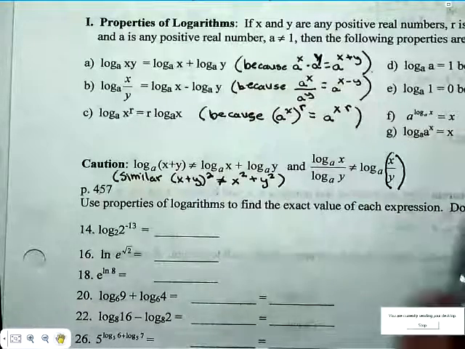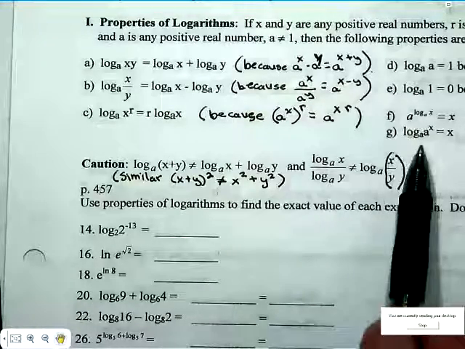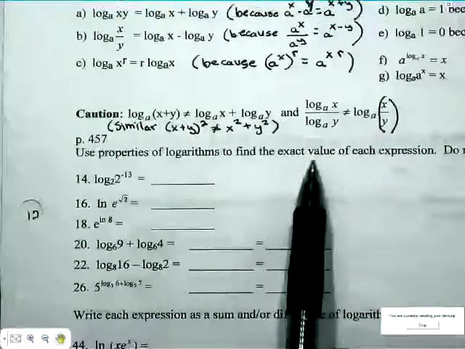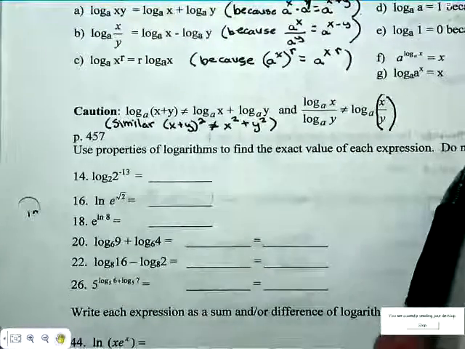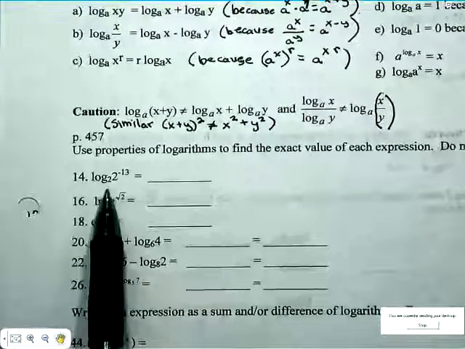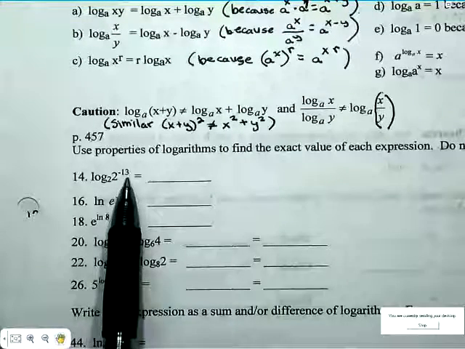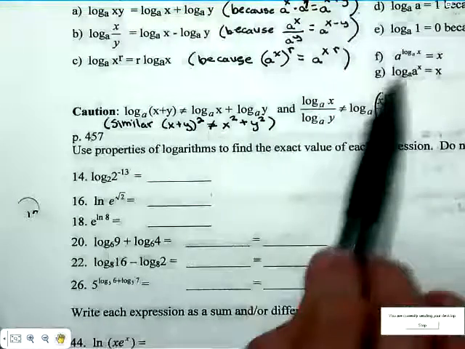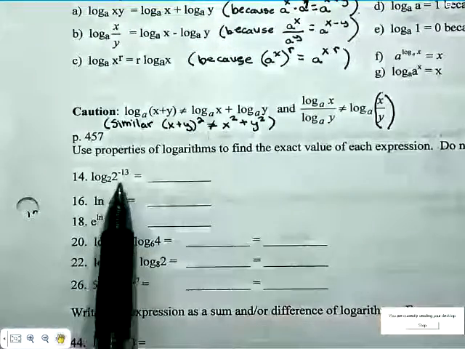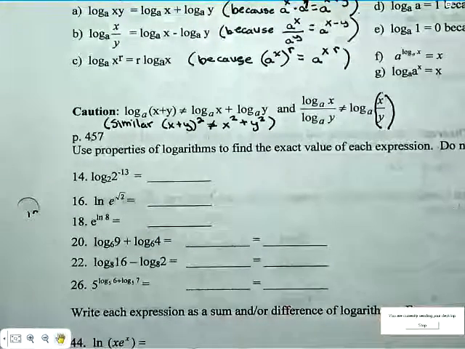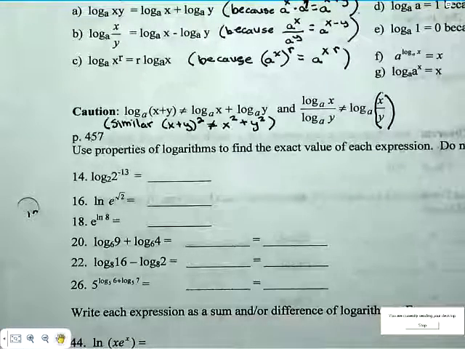All right, I told you properties F and G would make more sense when you saw some examples. Here are some examples. Use the properties of logarithms to find the exact value of each expression. Don't use a calculator. You don't need a calculator. Number 14, log base 2 of 2 to the negative 13th. Now, if we hadn't just talked about these properties, I would say, what is the exponent of 2 which would give you 2 to the negative 13th? What's the answer? Negative 13.